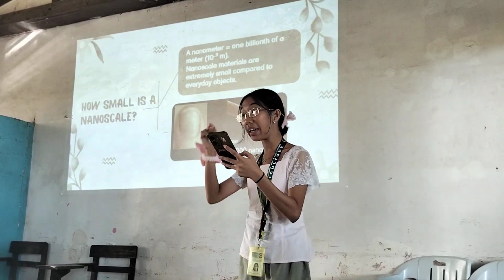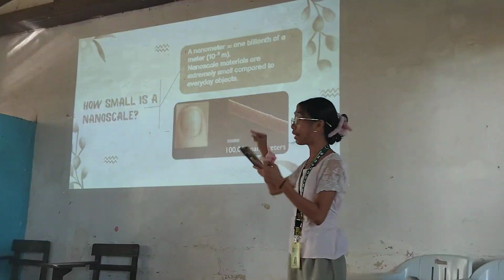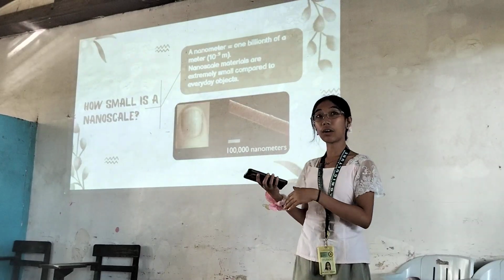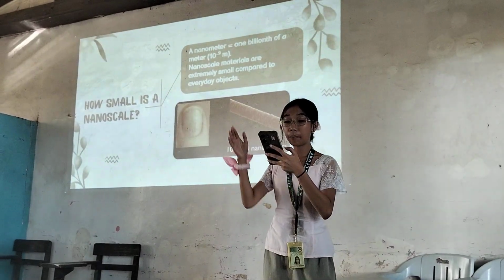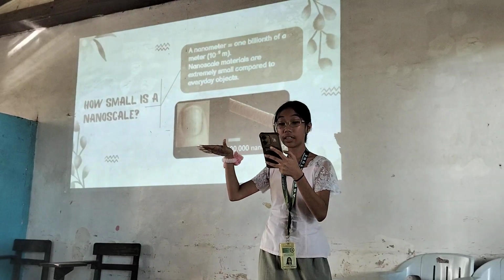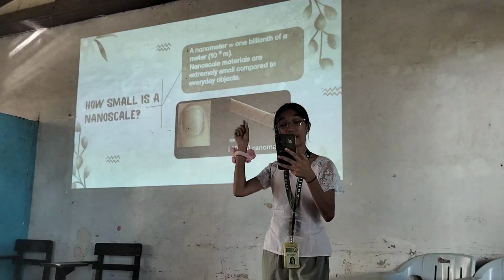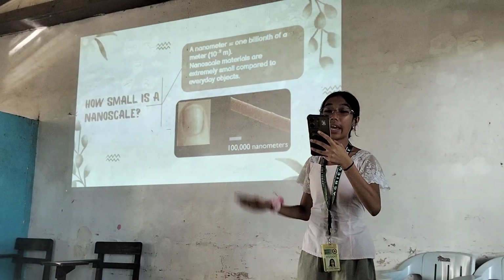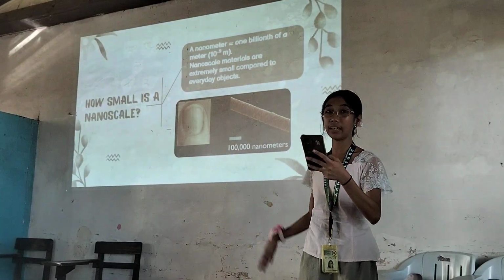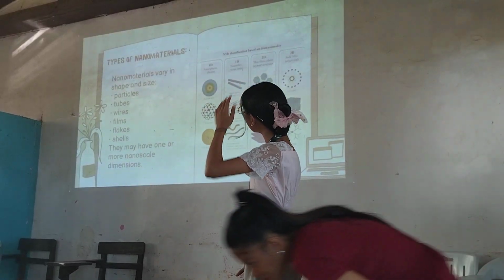That is how small the nanoscale is. Another example is human hair. A single strand of hair is about 80,000 to 100,000 nanometers wide. So next, types of nanomaterials.